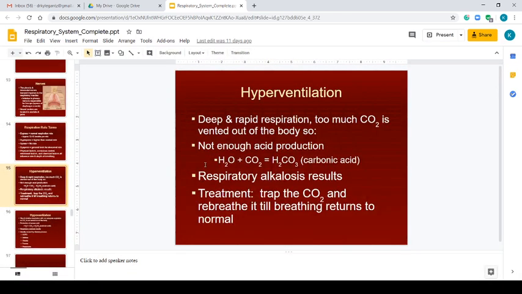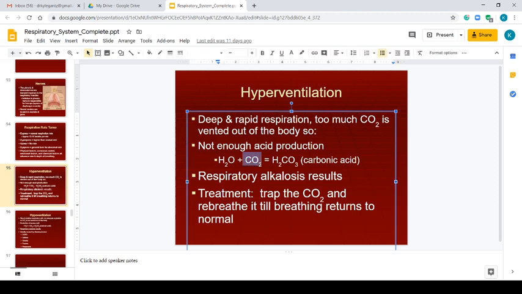Anyway, so hyperventilation. We've heard of this. It's deep, rapid respiration, and too much carbon dioxide is vented out of the body. So you start breathing heavily and quickly, and you're getting rid of too much carbon dioxide. Remember, our body likes homeostasis. We like to stay within a nice little narrow margin. But if we get rid of too much carbon dioxide, then we're not getting enough acid production, and it's going to mess with our pH.